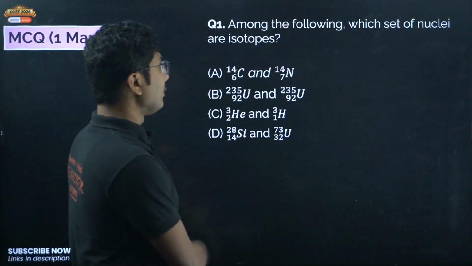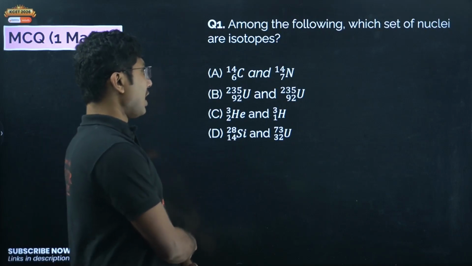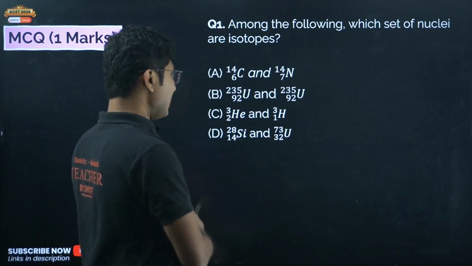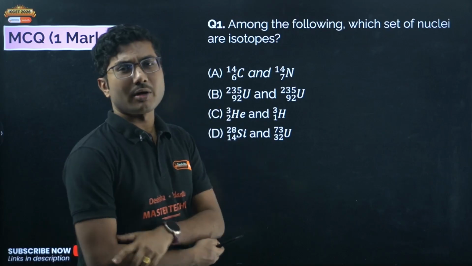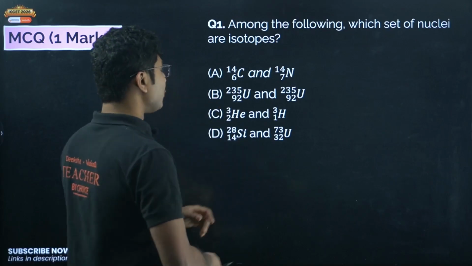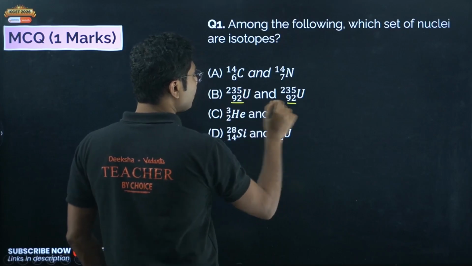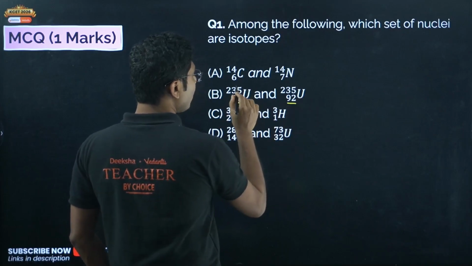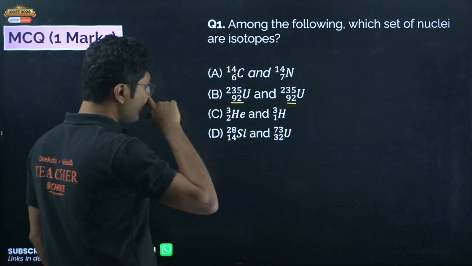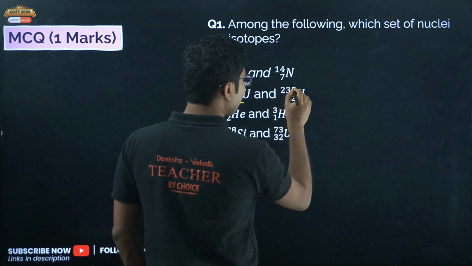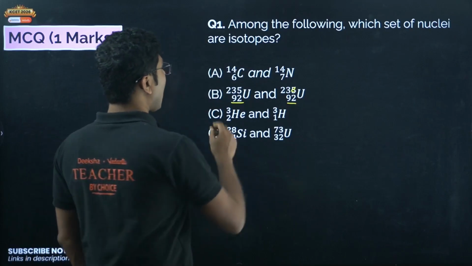Among the following, which set of nuclei are isotopes? Isotope means they have the same element and a different atomic mass number. So same element means the symbol and proton number should be the same. Here U 235 92 and U 235 92, I think there is some mistake. This should be 238. So these two should be your isotopes.